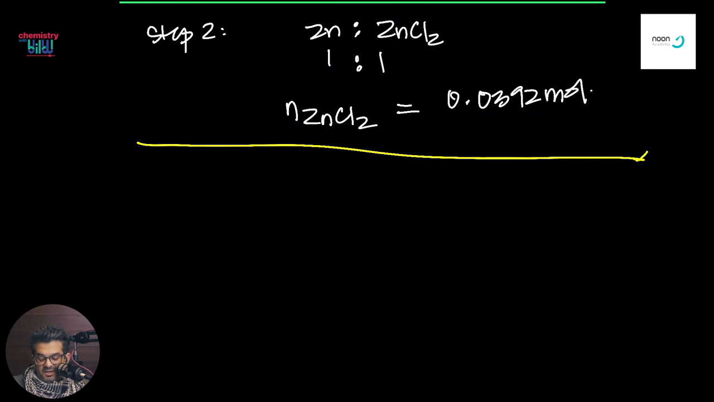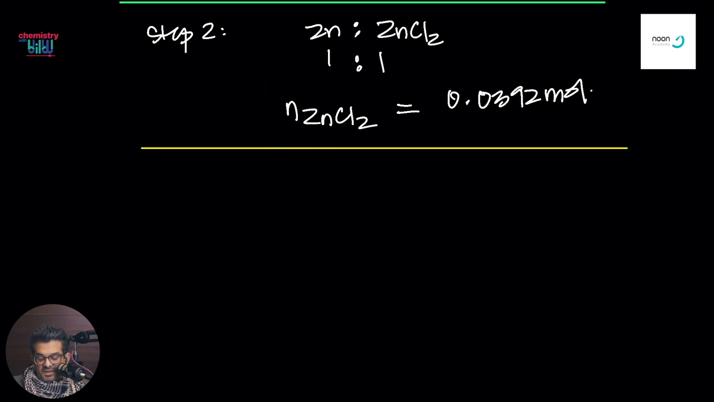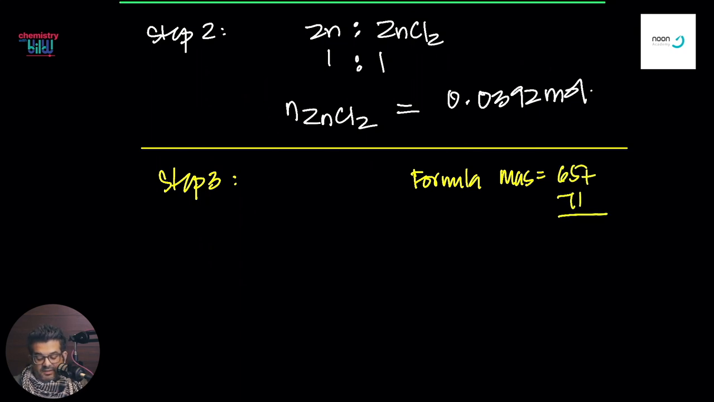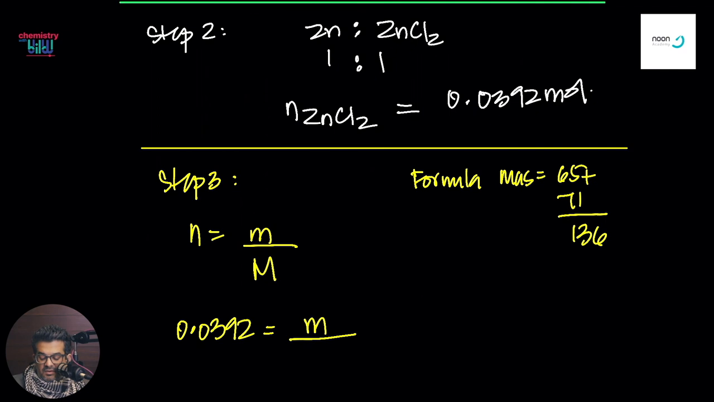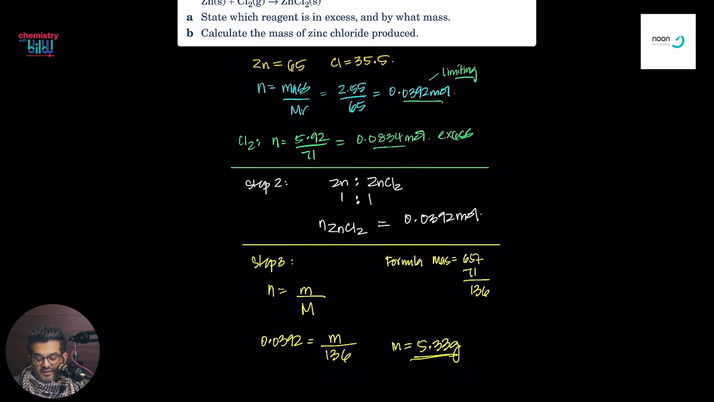See how easy life is with the three-step method? It's always going to be useful to do the three-step method. For that, you want the formula mass of zinc chloride, which is 65 plus 71, 136. So number of moles is mass over molar mass. Number of moles is 0.0392 and molar mass is 136. That gives about 5.3 grams of zinc chloride.